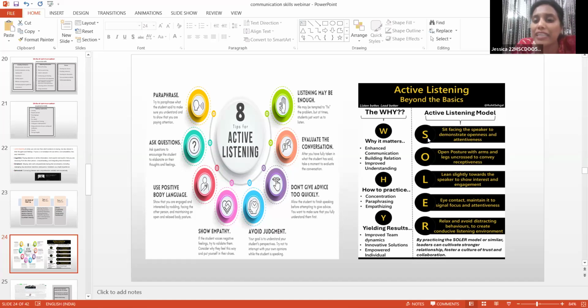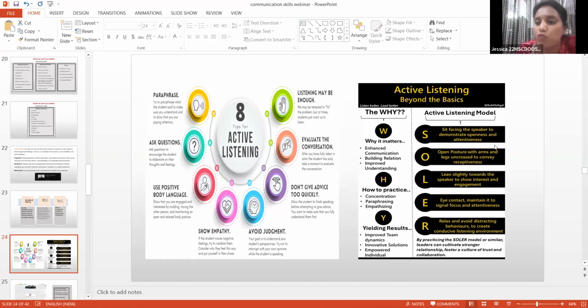L is lean slightly towards the speaker to show interest and engagement. When you lean a little towards the patient, it indicates active listening. E is eye contact. Maintain it to signal focus and attentiveness. Maintaining good eye contact is again a very important part of active listening. R is relax and avoid distraction. When the physician himself is in a relaxed position, that again indicates that he is actively listening. So SOLAR is an acronym which we use for active listening.